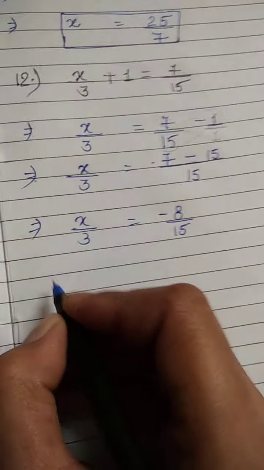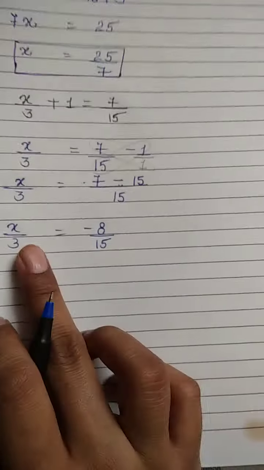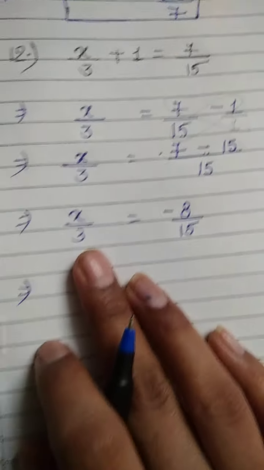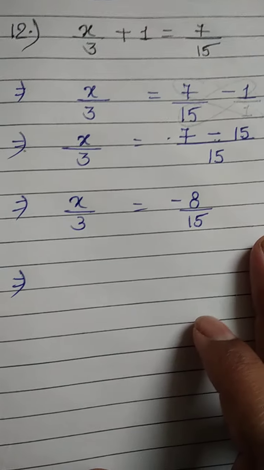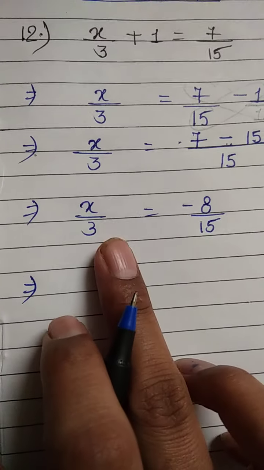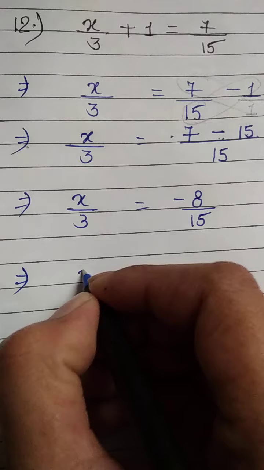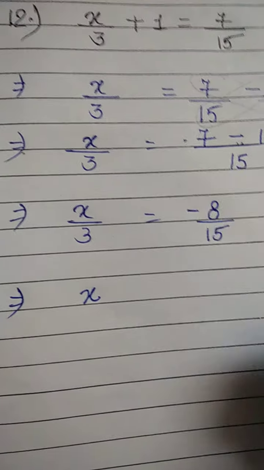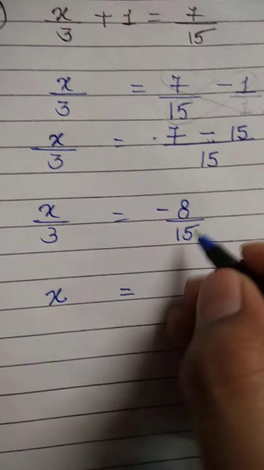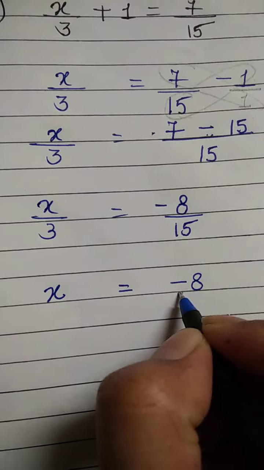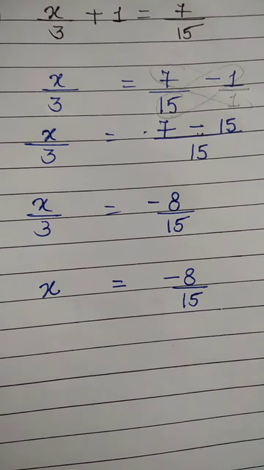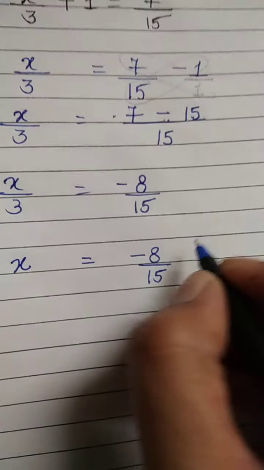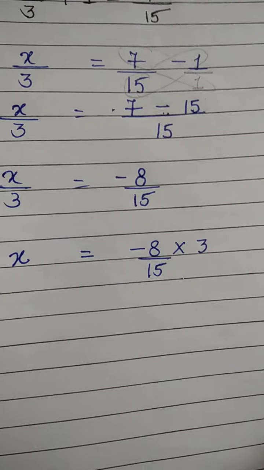Now here we don't have any remaining term in addition and subtraction. Now it's time to send 3 to the opposite side. 3 is present here in division, so it will go into multiplication. So it is equal to minus 8 by 15, and now it will be multiplied by 3.